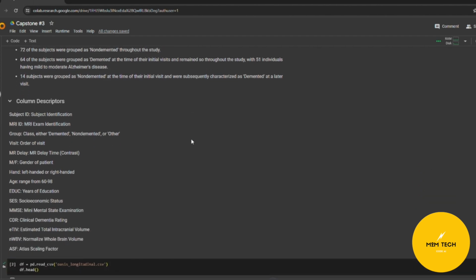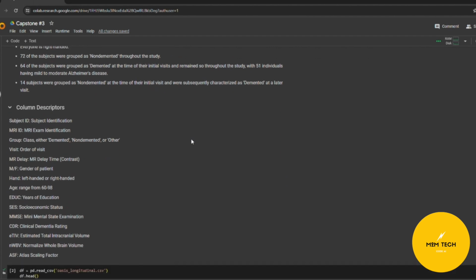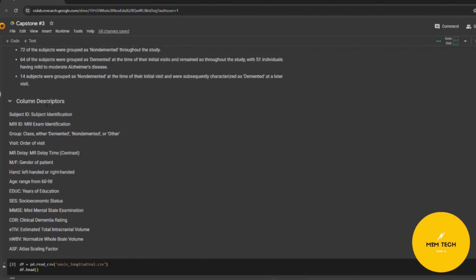So my dataset consists of 15 columns, in which I'd be dropping a few columns. I don't need the MRI ID, and I'm only going to be using the first visit for this analysis. I'm also dropping the hand column since all of the subjects are right-handed.